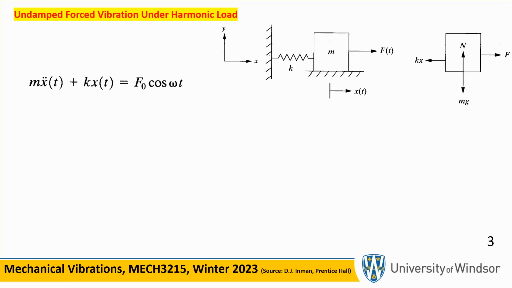So the governing equation is the mother of all equations, except that there is no C x dot term, there is no damping term, and the right-hand side is not zero. And right-hand side is a very special type, namely it is F0 cosine omega t. In other words, it's a sinusoidally or harmonically varying load at the driving frequency of omega. Okay? This is very common.